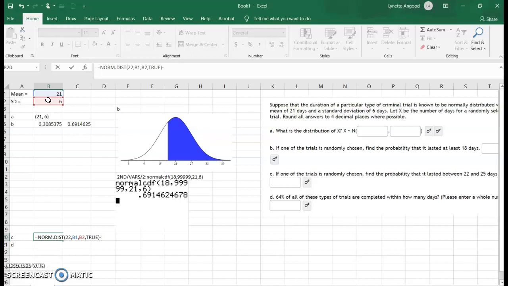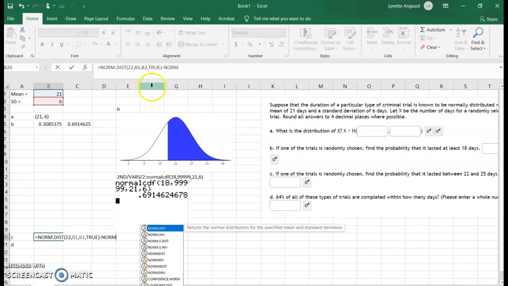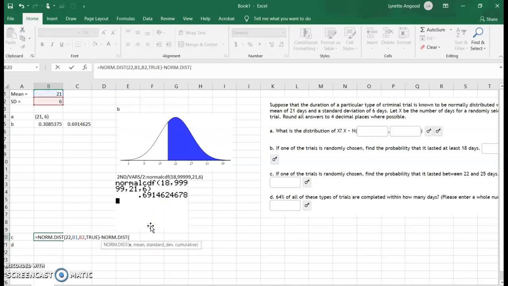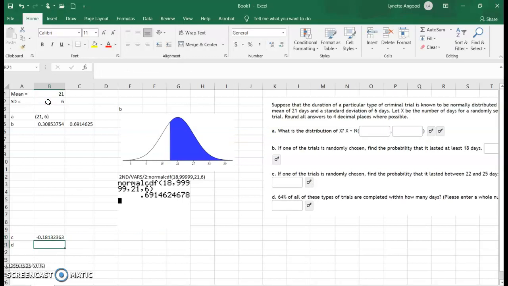So minus, and then norm.dist again, double click. The upper is 25, comma, mean, comma, standard deviation, comma, yes, I want cumulative. I want area below. So then what it will do is it will take the area below the smaller and the area below the upper, and it'll take the bigger area minus the smaller area. And we get, ooh, I did something wrong. Oh, I have it backwards. You got to take bigger area minus smaller.